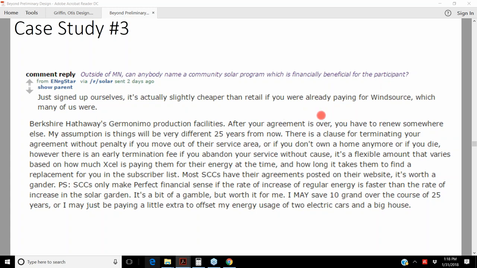So he says, after the agreement is over, you have to renew somewhere else. And that is one real advantage: if you buy solar, you get the salvage value from it. If you do community solar, you don't own the asset at the end of the agreement. That's all she wrote. So there's no additional return that you may or may not make.